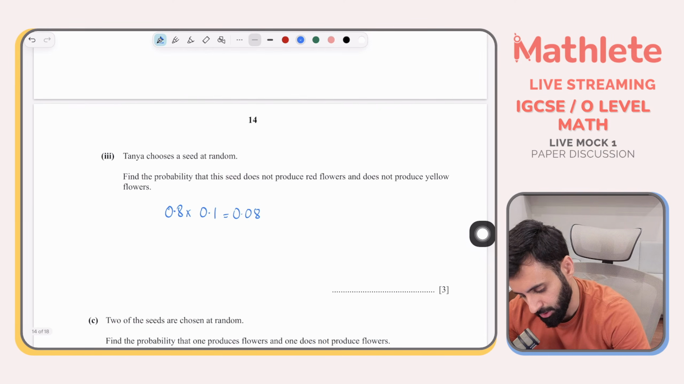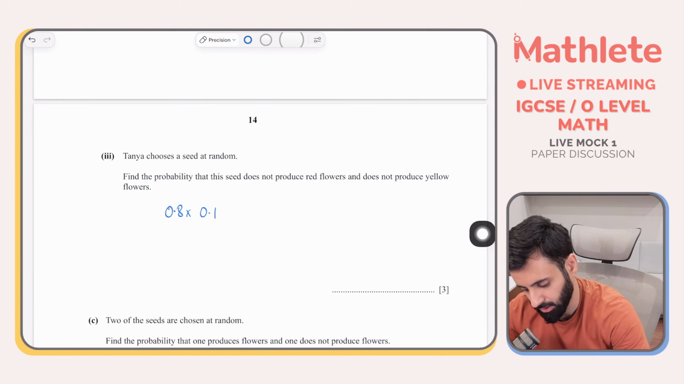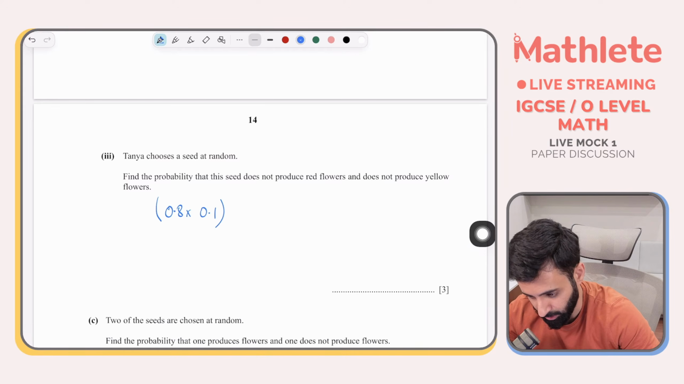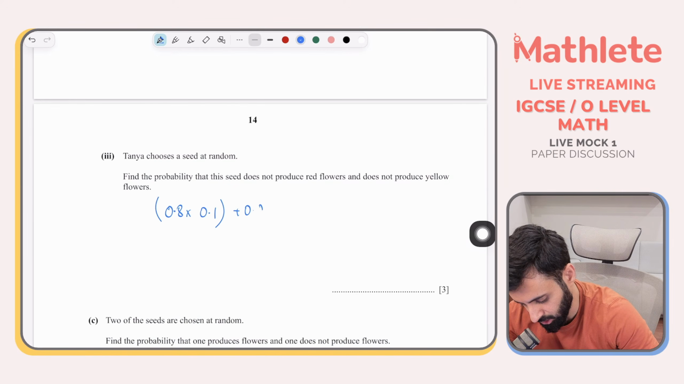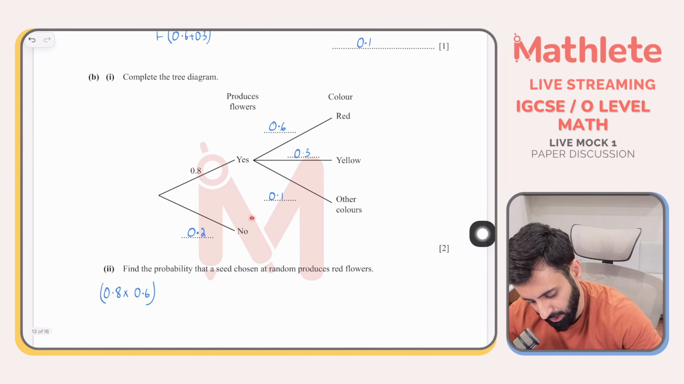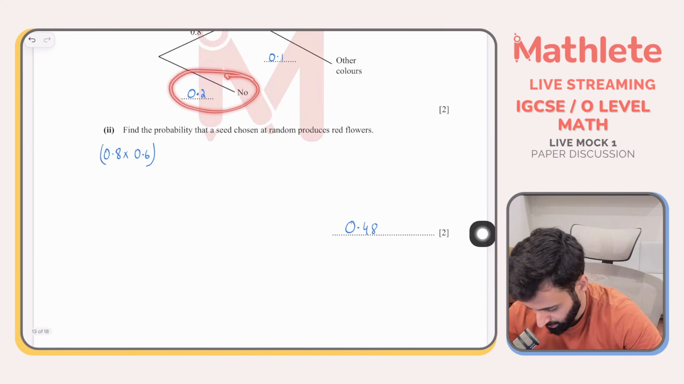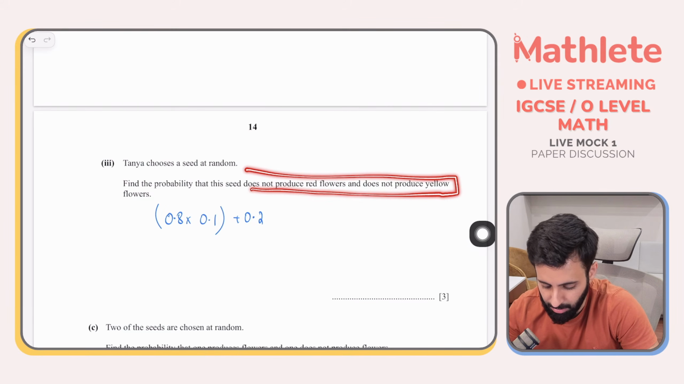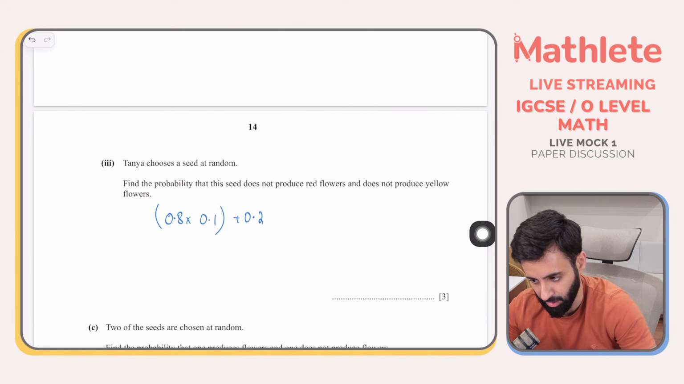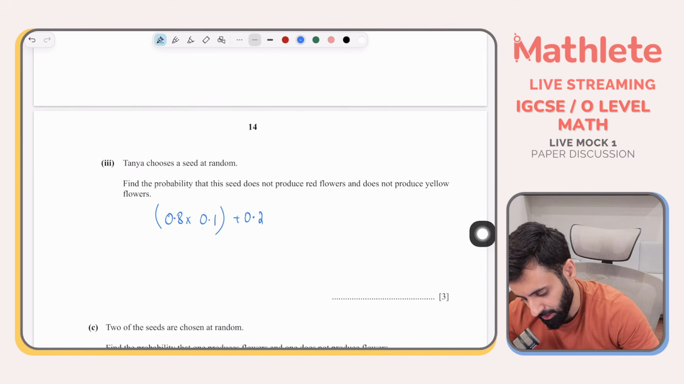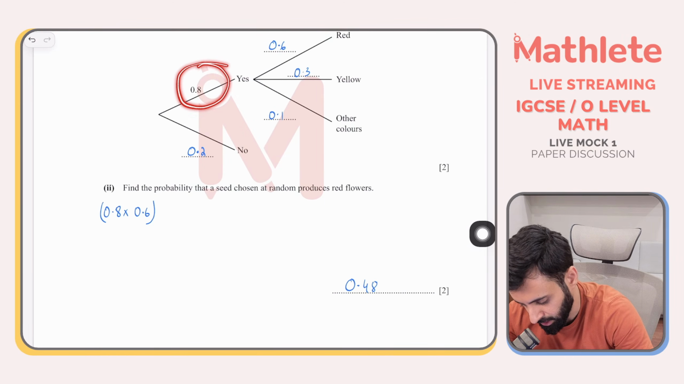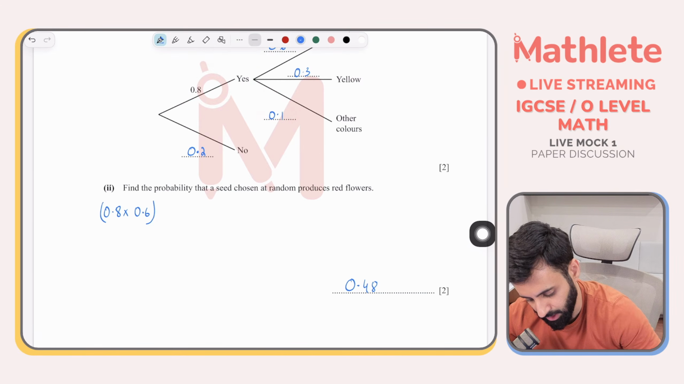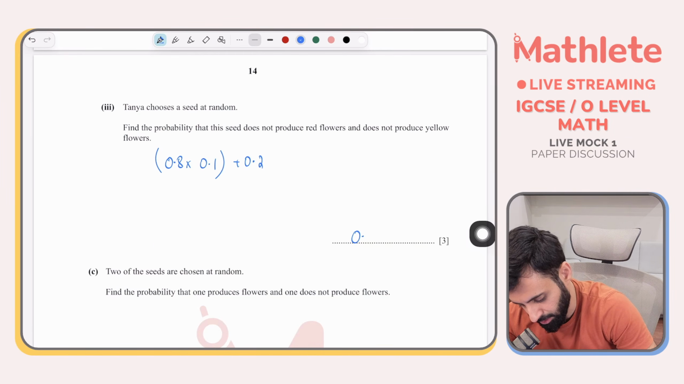So 0.8 into 0.1 plus 0.2. Why? Because this is the probability that the seed does not produce a flower, which is that the seed does not produce red and does not produce yellow. If it does not produce, that still means it hasn't produced red or yellow. And then 0.8 into 0.1. If it does produce a flower, what is the probability that it's neither red nor yellow? That's 0.1. So 0.8 into 0.1. And then 0.2. So this will be 0.08 plus 0.2.